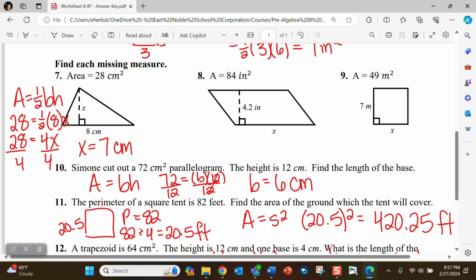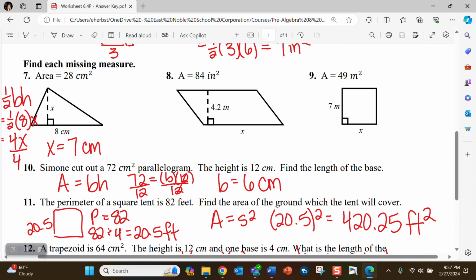Area of a square is s squared, so we're going to square 20.5. So 20.5 times 20.5 is 420.25 feet, and this answer should be squared because, again, we're finding area in this one.